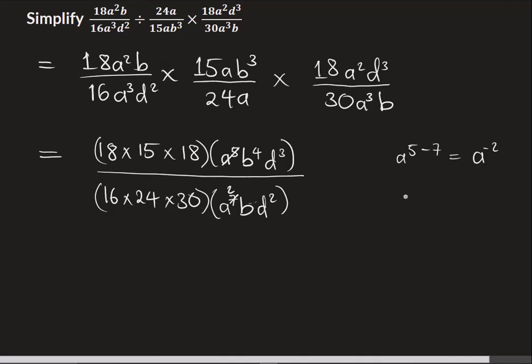For the B, we have B to the power 4 minus 1, giving us B to the power 3, meaning B at the top will remain with the power of 3, whilst the B at the bottom will disappear. For the last one, we have D 3 minus 2, giving us D, which means the D at the bottom will disappear, and we'll be left with D to the power 1. Next, what you have to do is simplify these numbers.